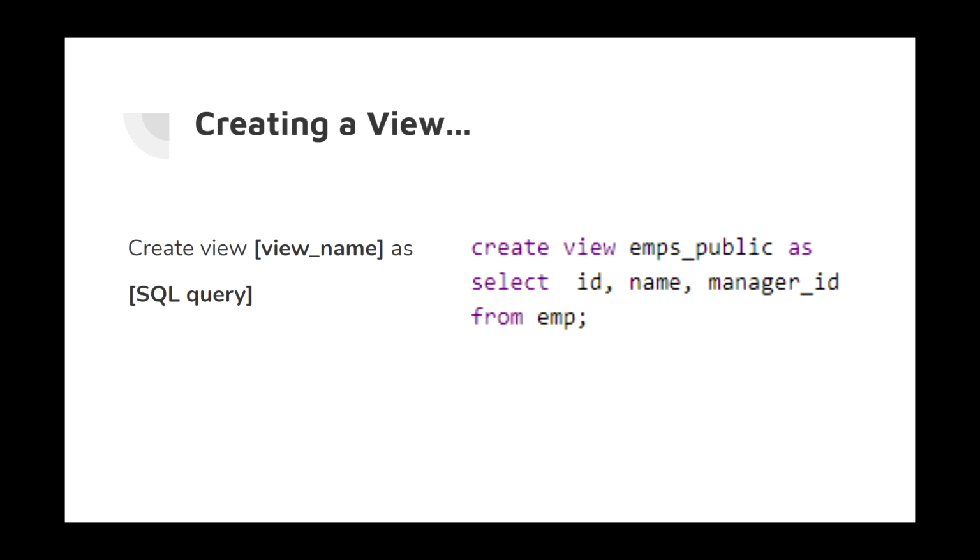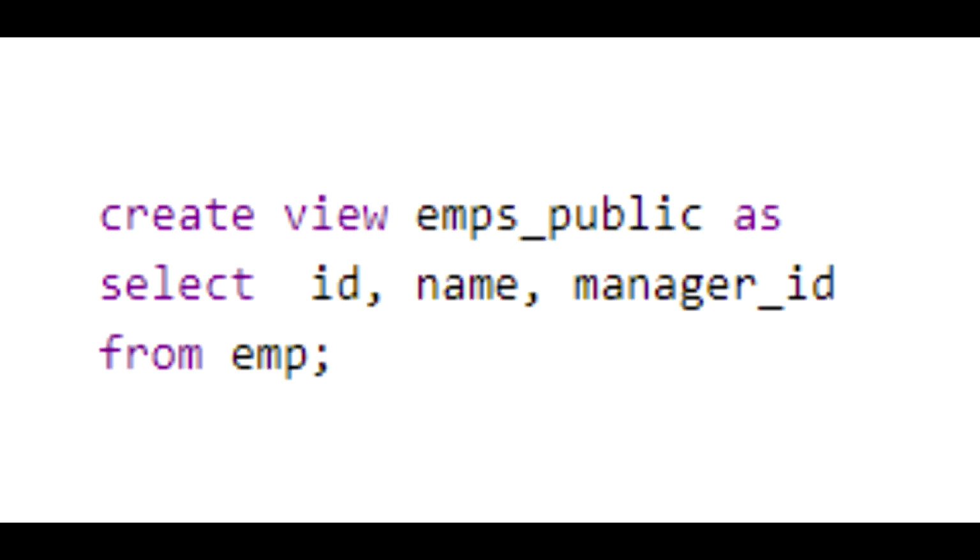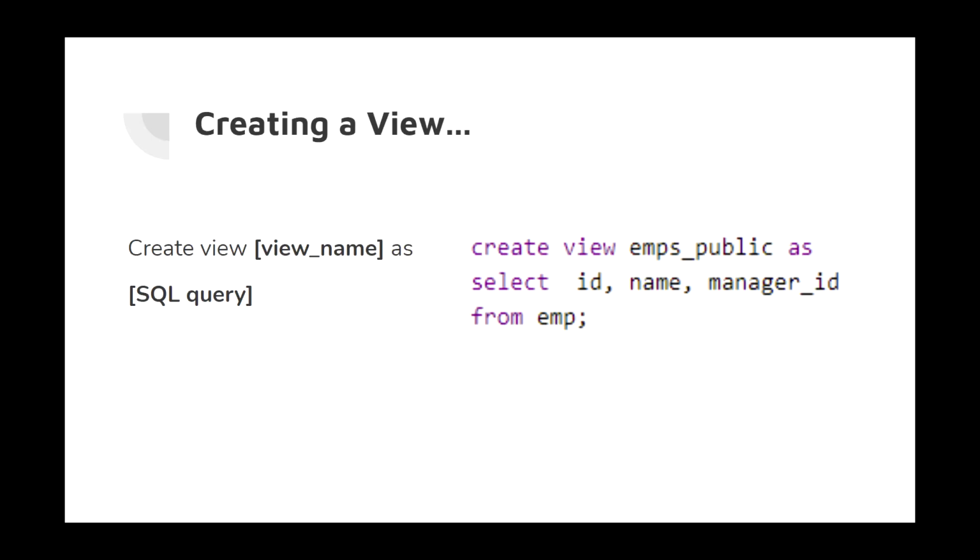So in this example here, we have a table called emp, and the query itself would be select ID, name, manager ID from emp, and then I'm able to wrap that around as a view. So create view emp's public as, and then my SQL query. And then I'm able to reference this view later on by just querying my view. So now that we understand that, I'd like to dive into some practical examples of how we can use views to our advantage.